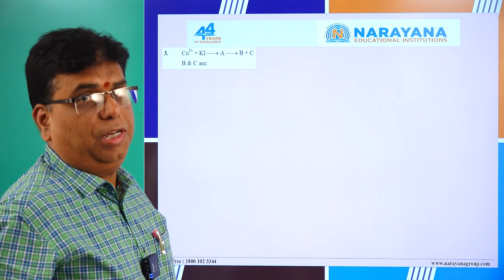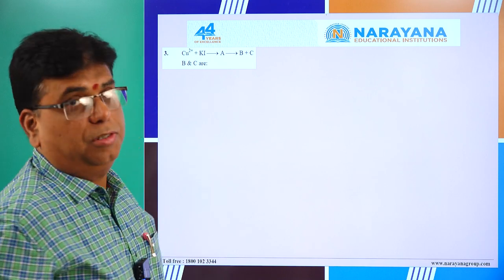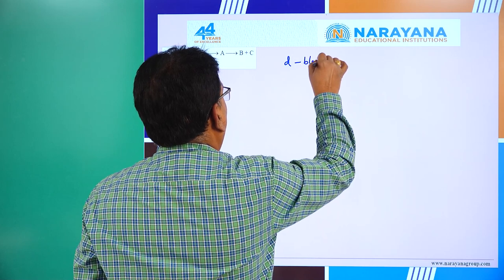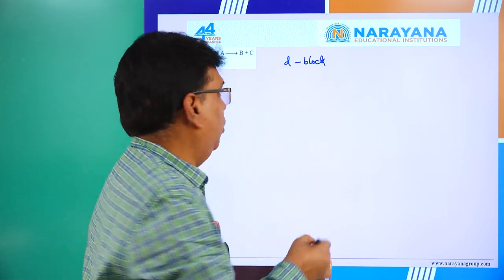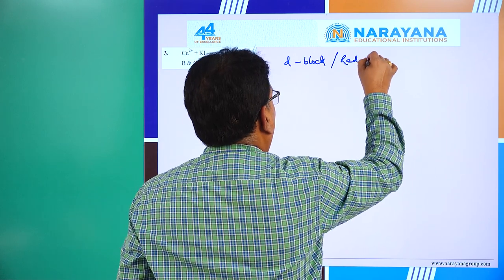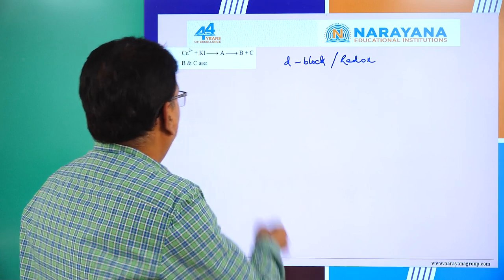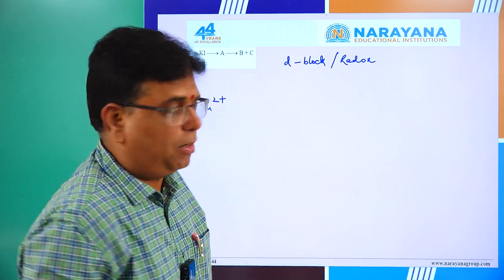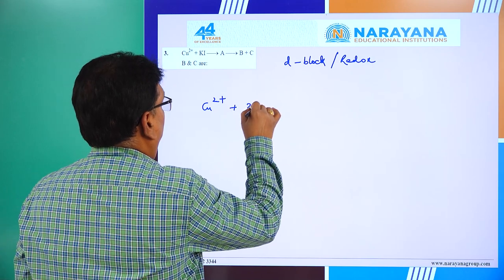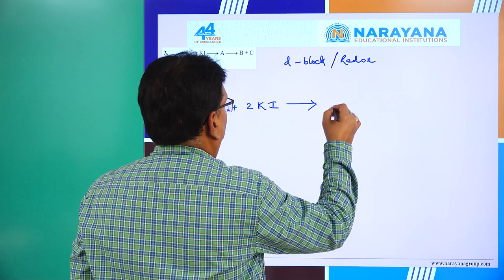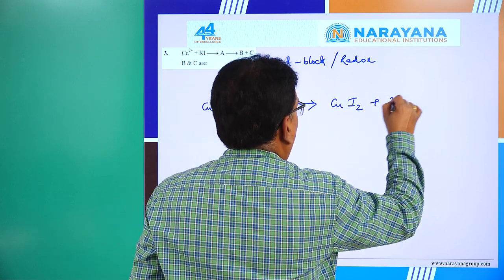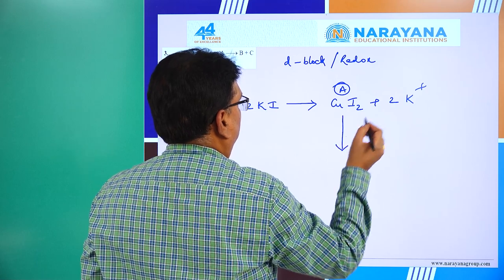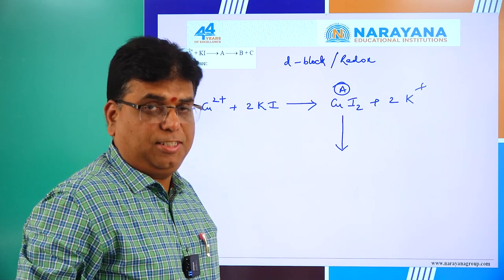Cu2+ plus KI to give A, which further gives B plus C. This is from D block elements, and also part of redox reactions, which we will discuss. Cu2+ you can take as copper sulfate, where copper is in plus 2 state. Cu2+ plus 2KI will give you CuI2 plus 2K+, charge balancing. This is your A. CuI2 further gets changed by redox.